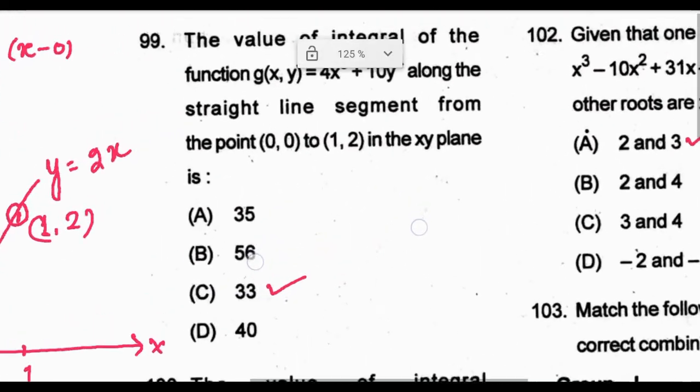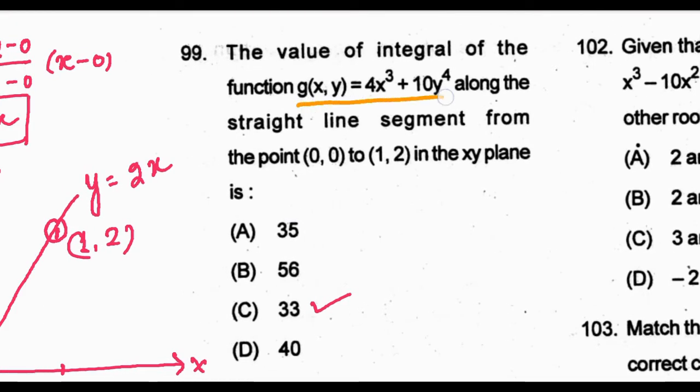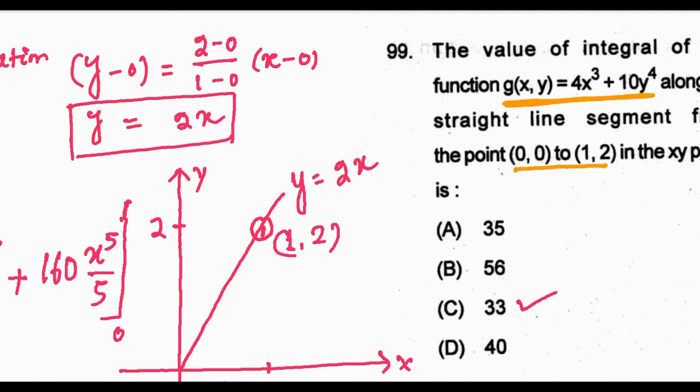Next question is question number 99. The value of integral of the function g of xy is equal to 4x cube plus 10y to the power 4 along the straight line segment from the point 0, 0 to 1, 2 in the xy plane is. So here g of xy is given, and the line segment is given in 2-point form. So for 2-point form, what is the line equation? In 2-point form, the equation formula is y minus y1 is equal to (y2 minus y1) by (x2 minus x1) into (x minus x1).